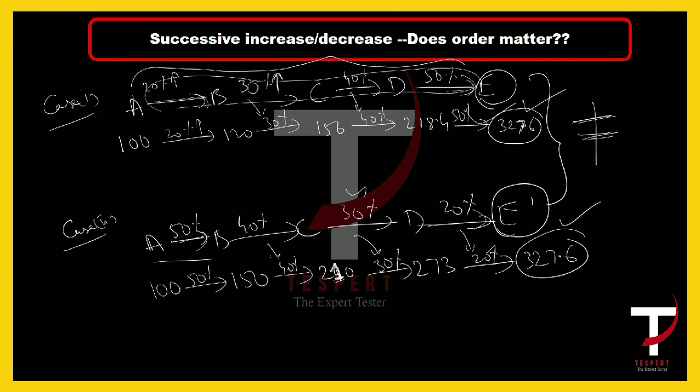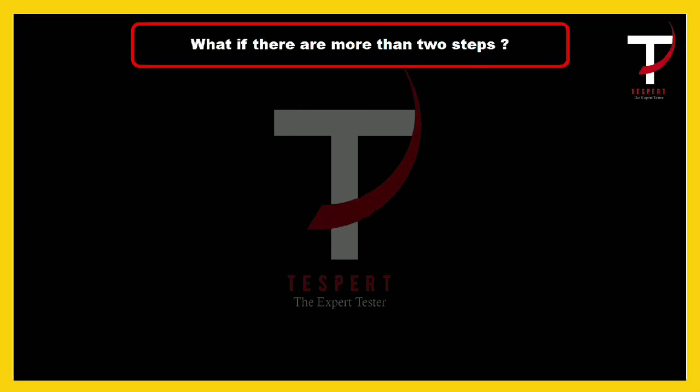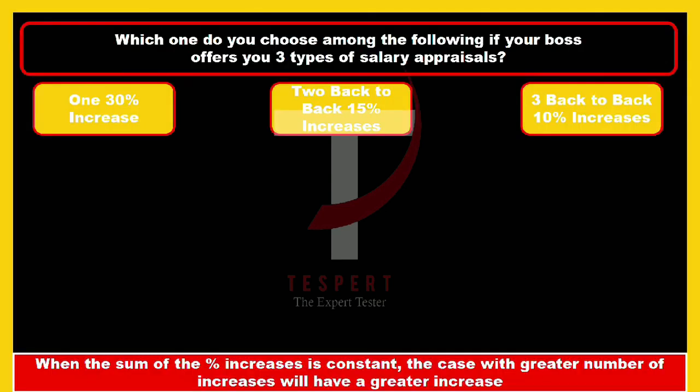Okay, let's move on to the next slide. Which one do you choose among the following if your boss offers you three types of salary appraisals? The first one is a one time 30% increase. The second one is two back-to-back 15% increases, and the third is three back-to-back 10% increases. Which one do you choose among these three? Just think about it, pause the video and think.